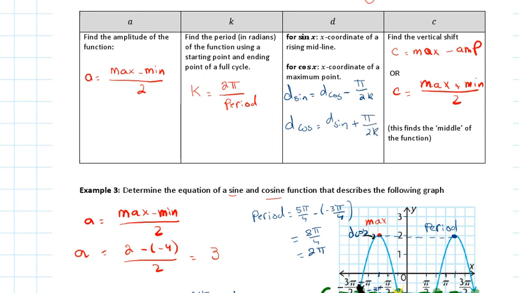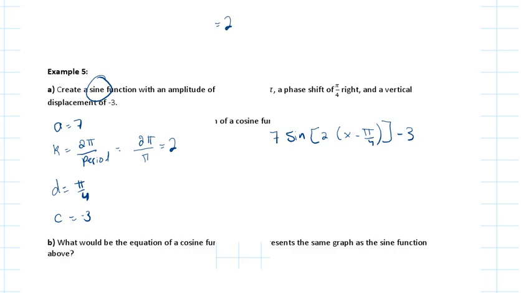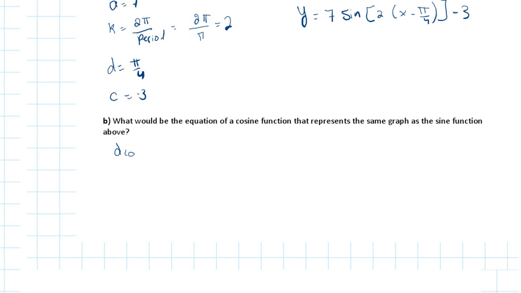Let me go back here. I know d of sine, so to find d of cosine, that's going to be d of sine plus pi over 2k. So d of sine is pi over 4, and then plus pi over 2 times 2. So in this case, pi over 4 plus pi over 4, and that's going to be 2 pi over 4 or pi over 2. Okay, so I found d of cosine.